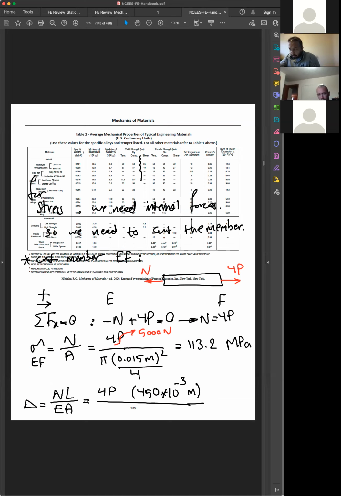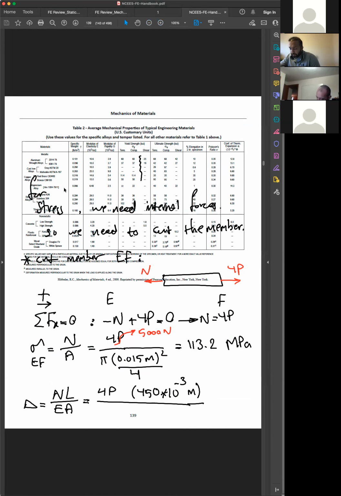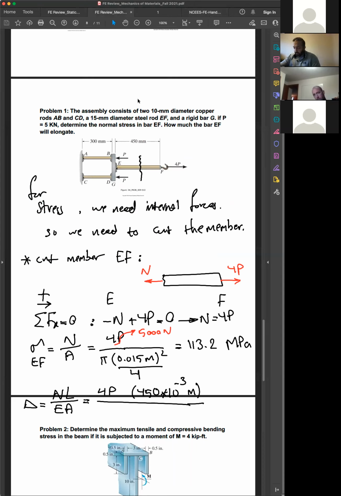So modulus of elasticity here. For a steel, it would be 29,000 KSI, right? Can you see that here? Let me maybe zoom in. All right, here, for a steel A36, 29 times 10 to the power of 3 KSI for E. All right. Page 139 from the handbook. So 29,000 KSI. Let's go back there.